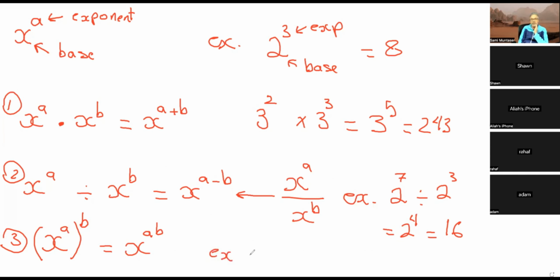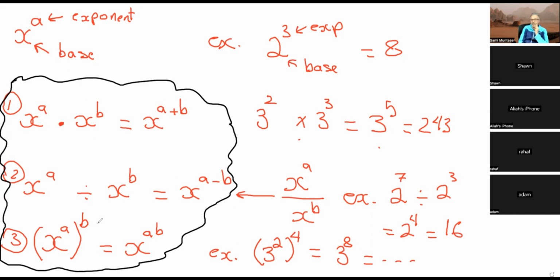Example, if I have 3 squared to the power of 4, that gives me 3 to the power of 8, because I have to go 4 times 2, which is 8. And 3 to the power of 8, you just do it in the calculator and you get an answer. These are the rules that you have to remember for exponents.